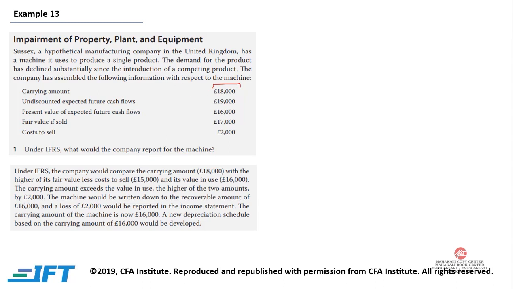Now first of all, when we are using IFRS, we need to find the higher of the two between value in use, that is your present value of expected future cash flow, and your fair value minus cost to sell. We need to calculate fair value minus cost to sell. That would be 17,000 minus 2,000, that would be 15,000. So the higher of the two is 16,000. So we need to find the higher of the two between value in use and fair value minus cost to sell. So the higher amount is 16,000.